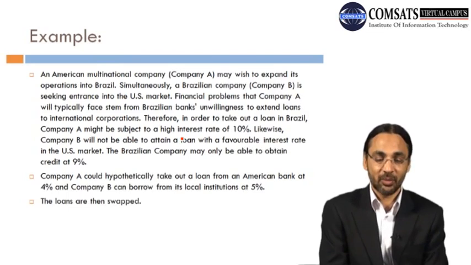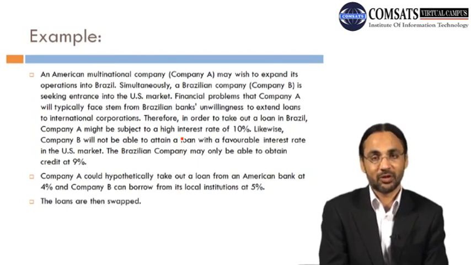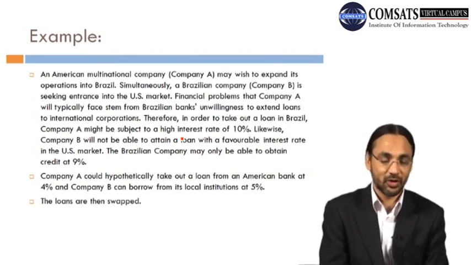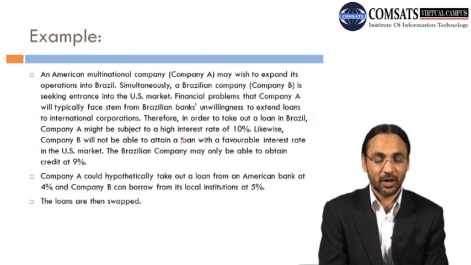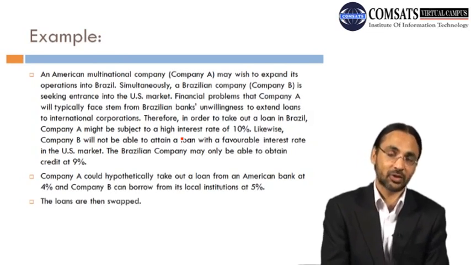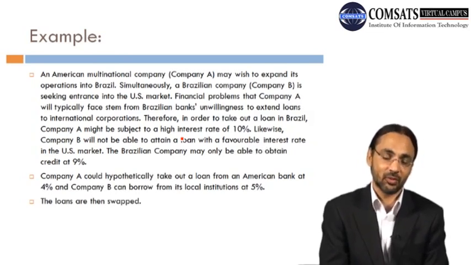Company A could hypothetically take out a loan from an American bank at a lower rate, of course, because of reduced information asymmetry, at a 4% rate, and Company B can borrow from its local institutions at 5%. They both go back to their home countries and get the loans from the banks there, and then the loans are swapped with each other.